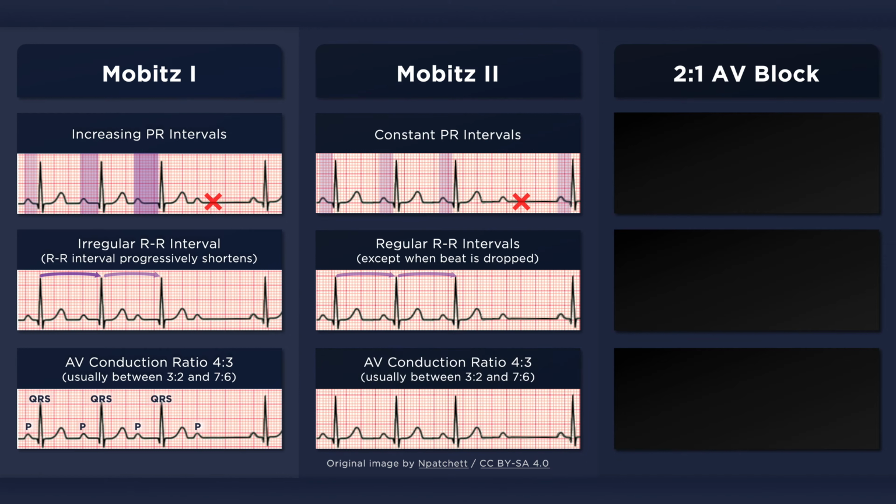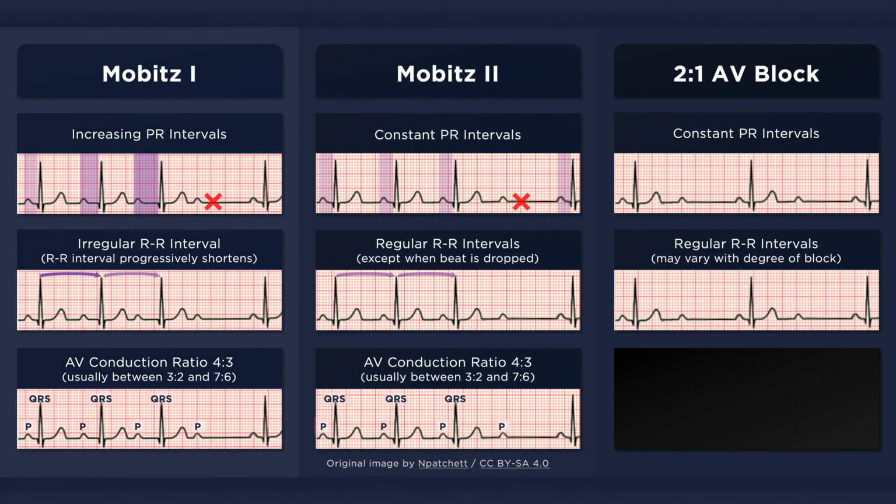As in Mobitz 1, the ratio of atrial impulses that are conducted to the ventricles is usually between 3:2 and 7:6. Again, this ratio can vary between cycles. With 2:1 AV block, there is only one PR interval within a grouping. The PR intervals between the groups, however, are constant, as are the RR intervals unless the degree of block is variable.